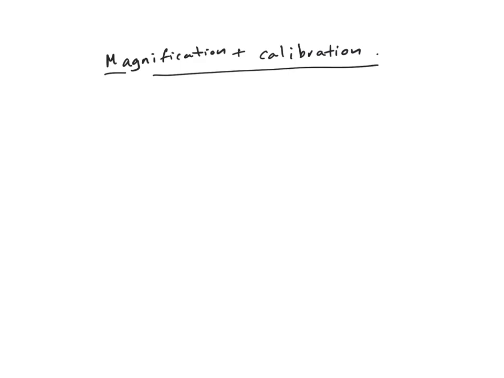So today's video is going to be about how we can use a graticule and a stage micrometer to work out the magnification and sizes of objects, and how we make sure we calibrate our microscope properly for that function.